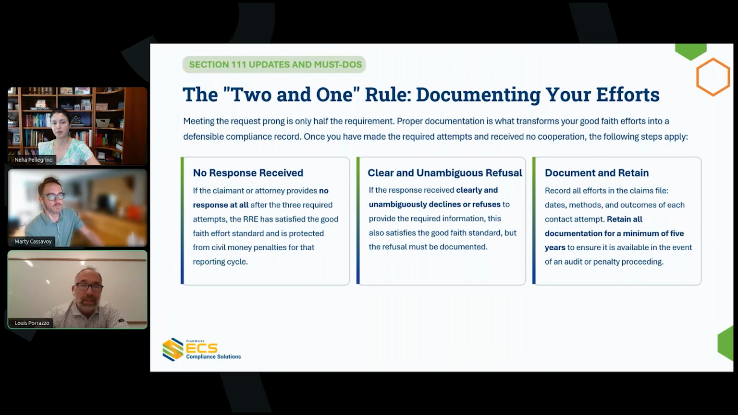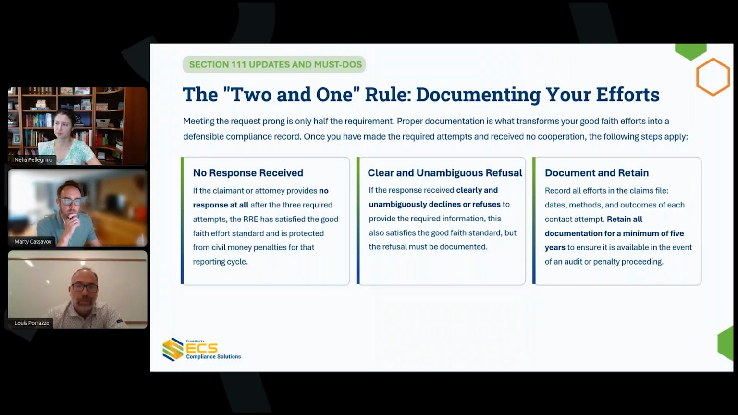The other way this could happen is if you get a clear and unambiguous no. They have refused, the claimant or the claimant's attorney has outright refused in clear and unambiguous terms to provide that required information. This will also satisfy the good faith standard. But again, just like everything else we've done up until this point, you must document that effort. Retain all of your efforts in the claim file, the dates, the method, outcomes of each contact attempt, and maintain that documentation for a minimum of 5 years to ensure that it is available in the event that you are audited at some point down the road.